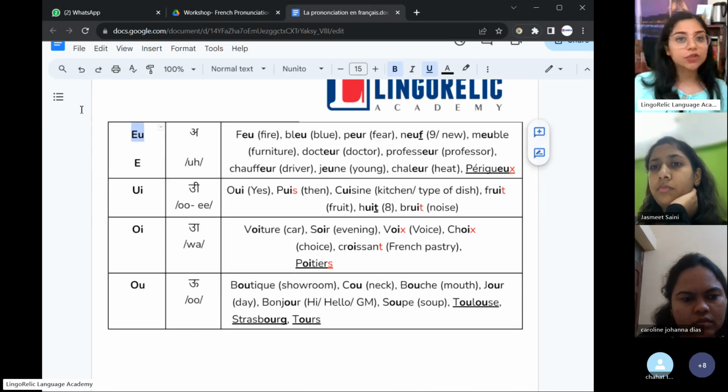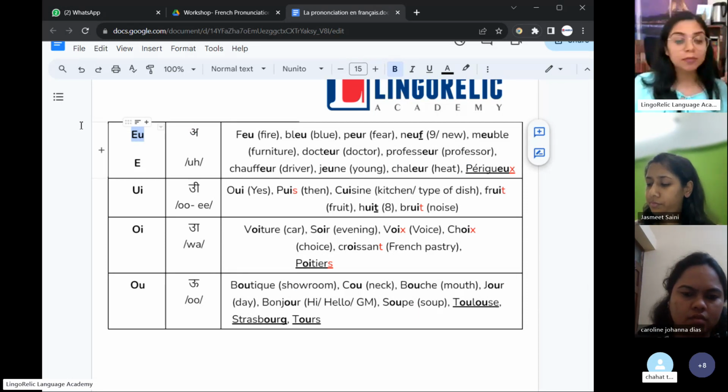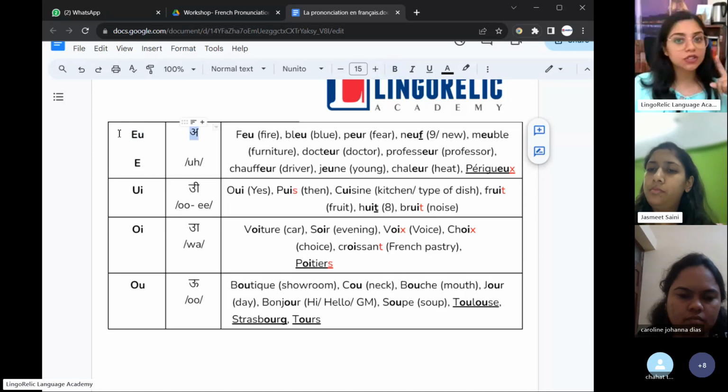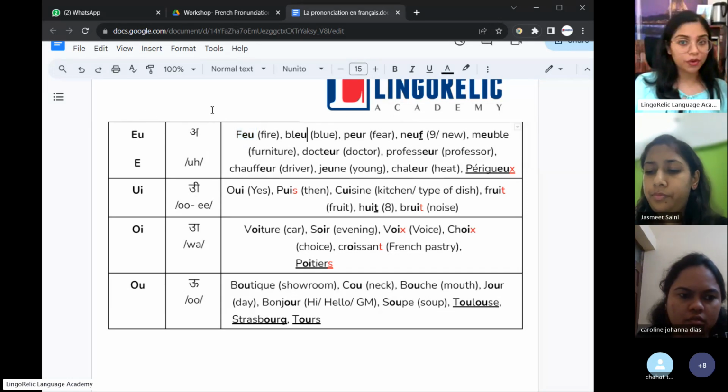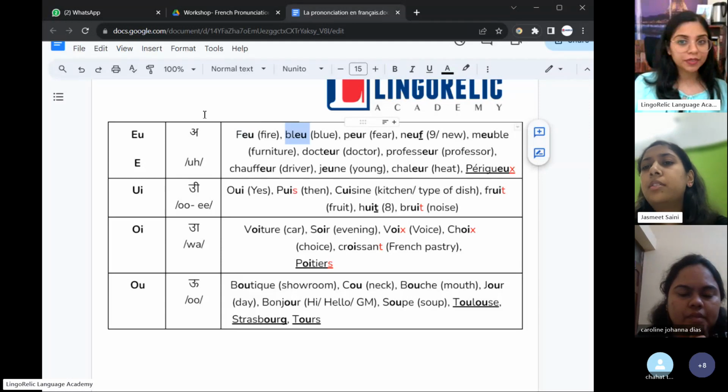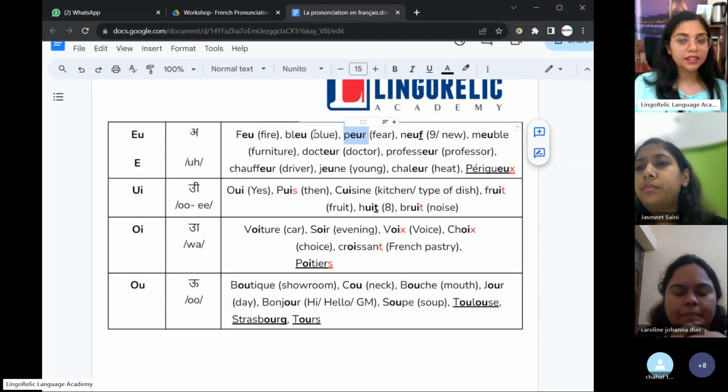Voilà. Maintenant, vous savez EU. This is the sound. Looking at EU, it seems like it would be U, perhaps, like neurology in English, but it's not. It's completely different. This should be not few, but feu. Feu is a fire. Then Bleu, blue. Then Feu. Then Neuf, which means nine or new.